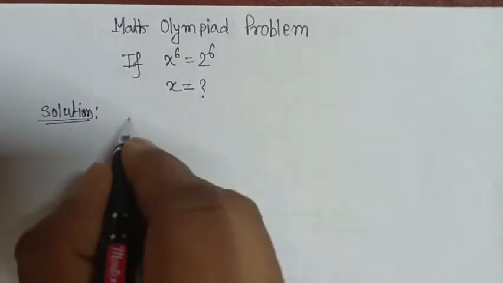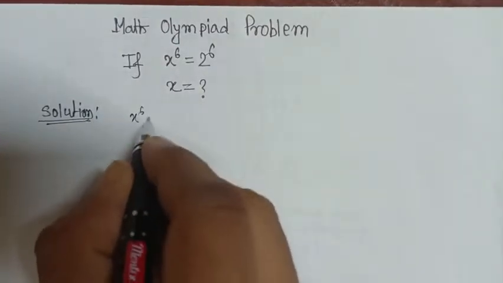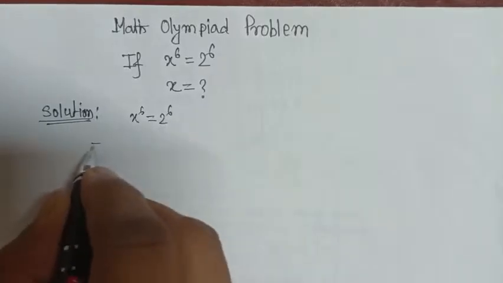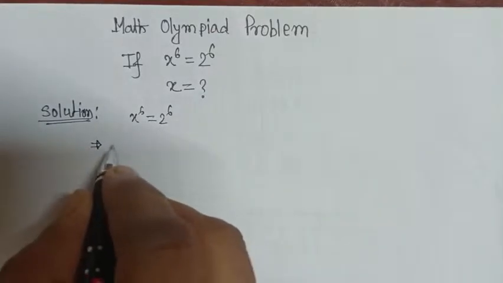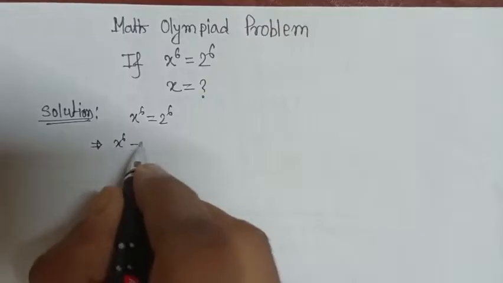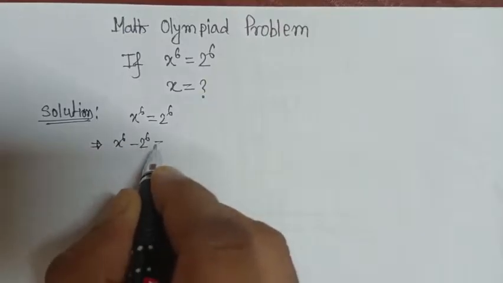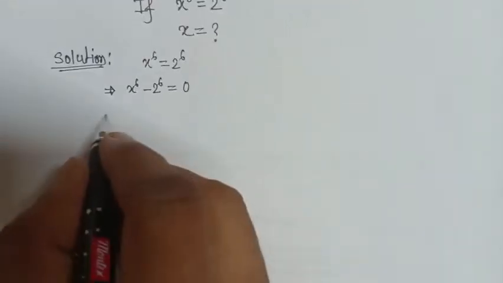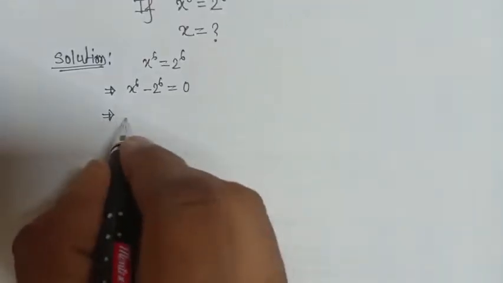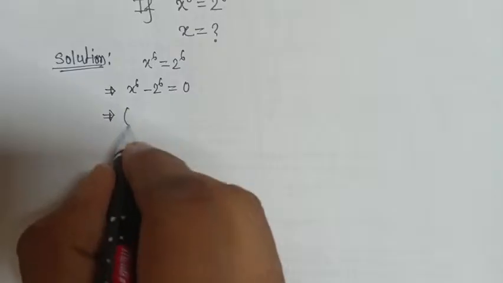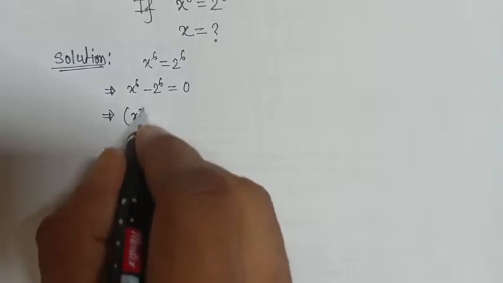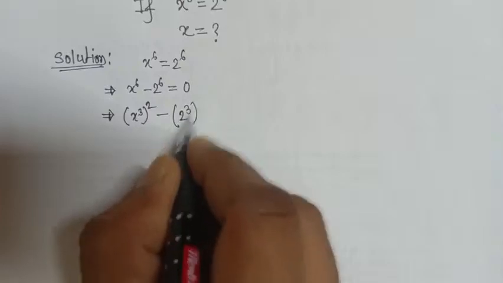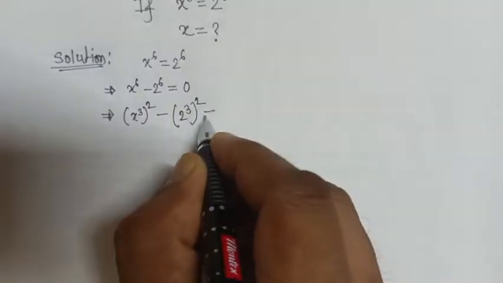So we have the value here x is equal to 2 to the power 6. Now we just move 2 to the power 6 to the left side. Now we can express the equation like (x^3)^2 minus (2^3)^2 is equal to 0.